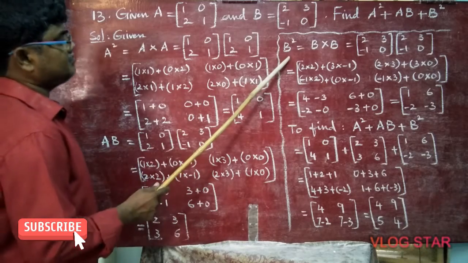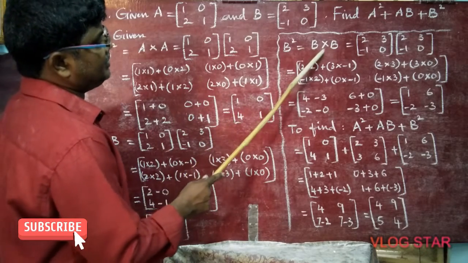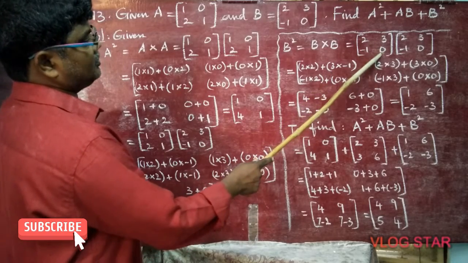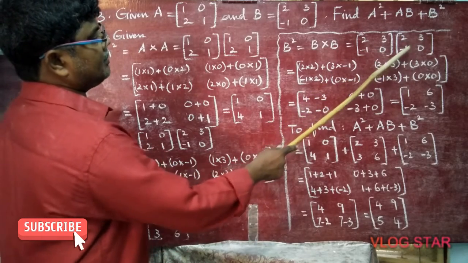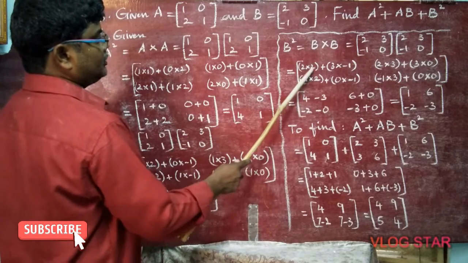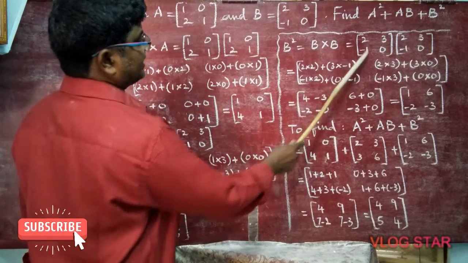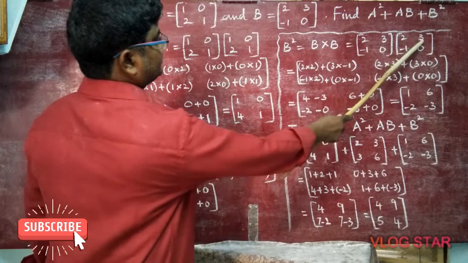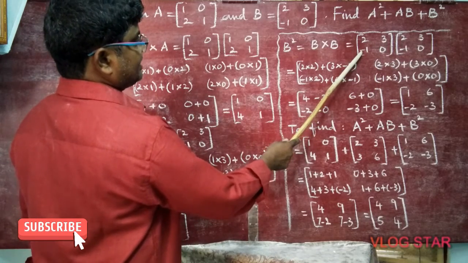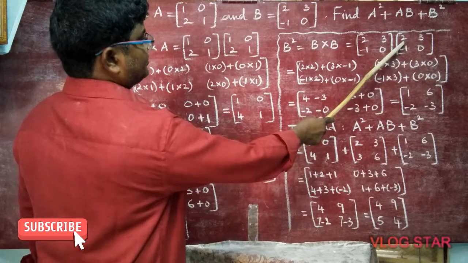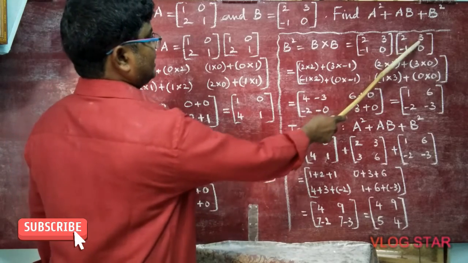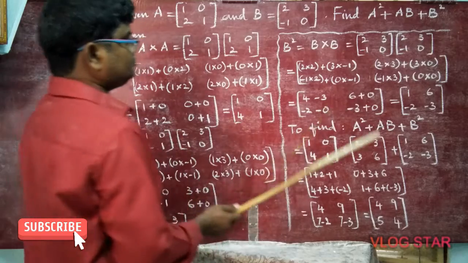Next last term is B square. B square means B into B. What is the B matrix? [2, 3; -1, 0], again into [2, 3; -1, 0]. Now we are multiplying row with the column. 2 into 2 plus 3 into minus 1. Next 2 into 3 plus 3 into 0. Second element completed. Third one with second row. Minus 1 into 2 plus 0 into minus 1. Minus 1 into 3 plus 0 into 0.